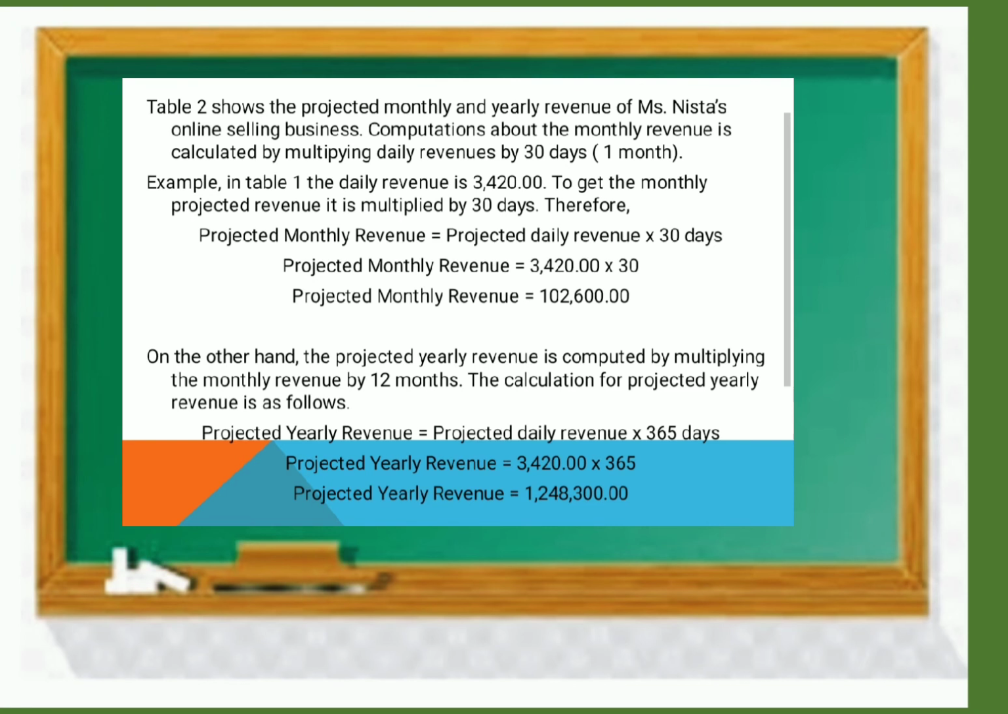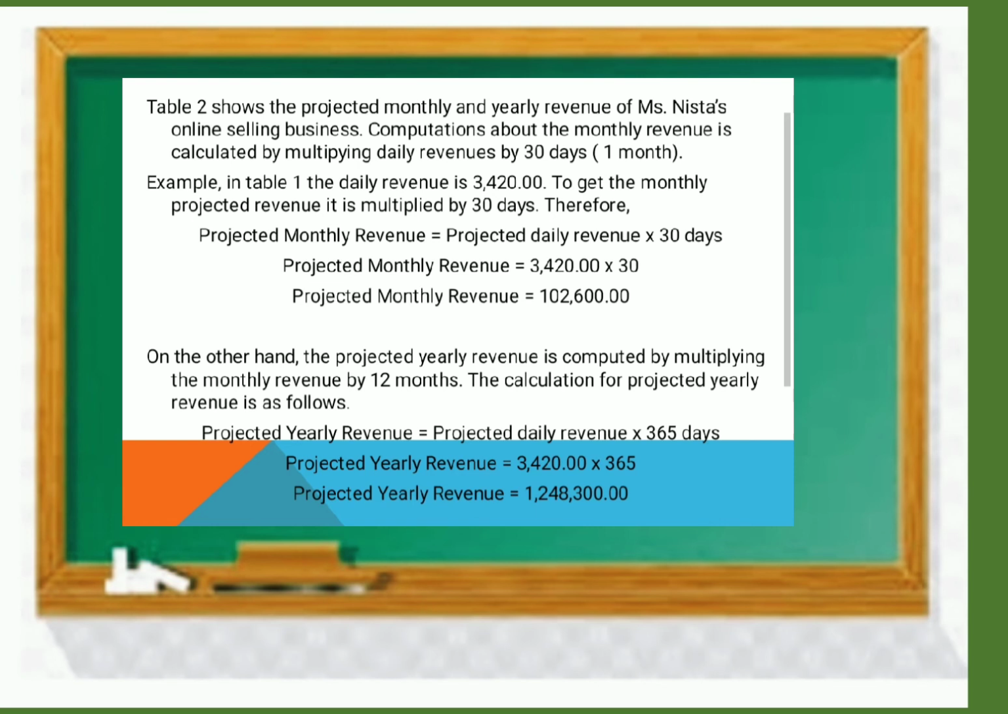Therefore, sa 3,420 ko, that would be your projected daily kita, no, or daily revenue. Projected monthly revenue is 3,420 times 30. So, that is your projected monthly revenue. So, 3,420 times 30 is equal to 102,600 pesos is your projected monthly revenue.